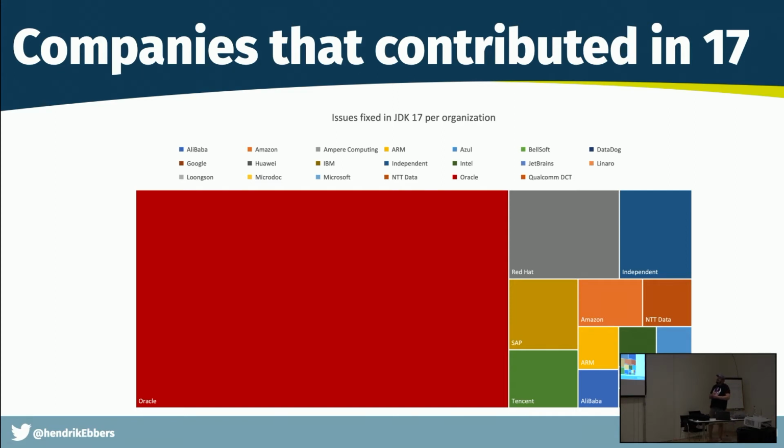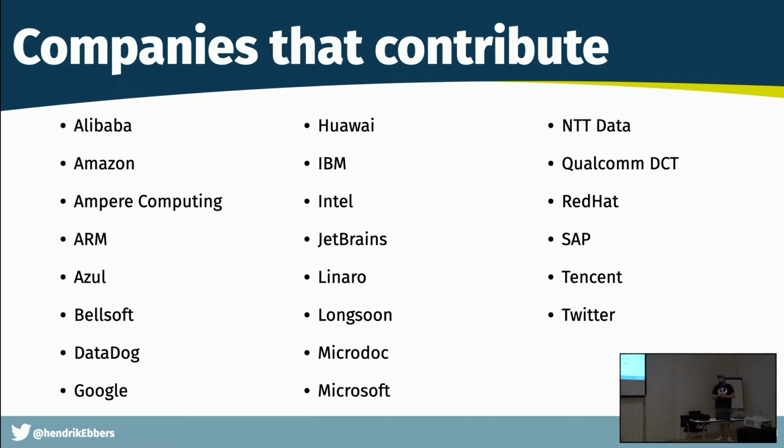So here you can see it for Java 17. While the part that Oracle did is still quite huge, it's not as big as it was for Java 11, for example. And between Java 11 and Java 17, about, I don't know, 25 maybe, 25 companies contributed to the OpenJDK. You might know several of these companies, Amazon, Microsoft, Google. There are some names that you maybe have not heard.